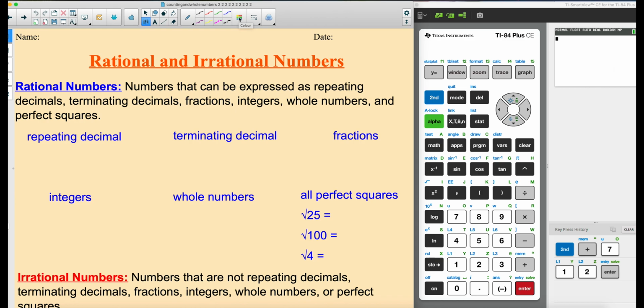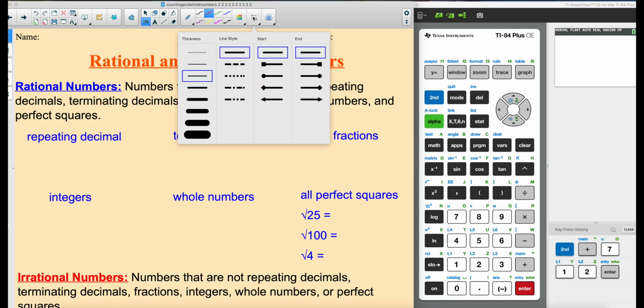Now, it's really kind of simple. You're literally just identifying whether it's rational or irrational. And the way you do that is understanding what they are. So, for example, rational numbers are numbers that can be expressed as repeating decimals, terminating decimals, fractions, integers, whole numbers, and perfect squares. They're all identified for you right here. So if it's any one of these types of numbers, you have a rational number.